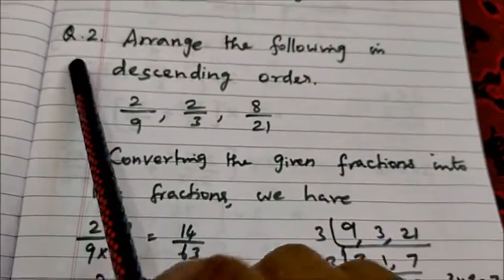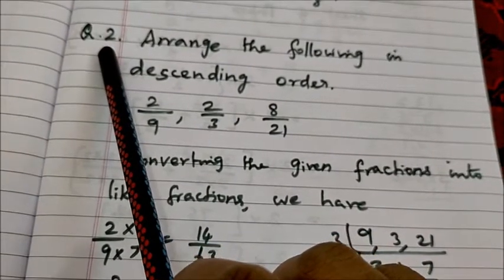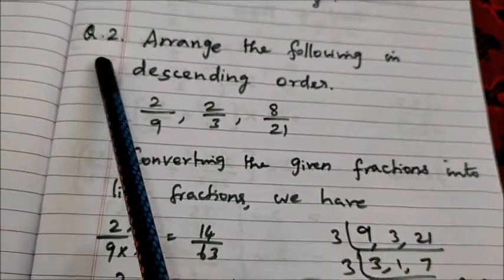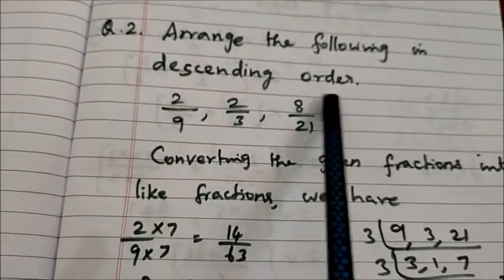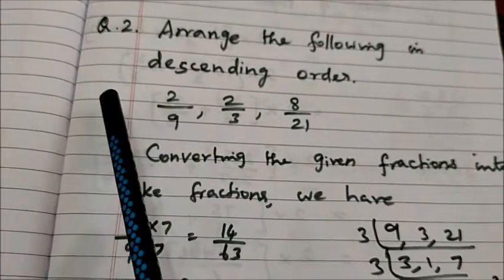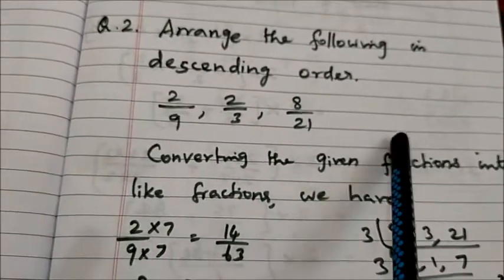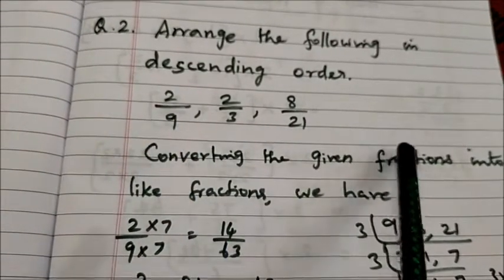Second sum. First sum we have seen in part 1 video. Second sum is: arrange the following in descending order. Descending order means what? We arrange from bigger to smaller ones. Bigger numbers to smaller numbers, that is descending order.